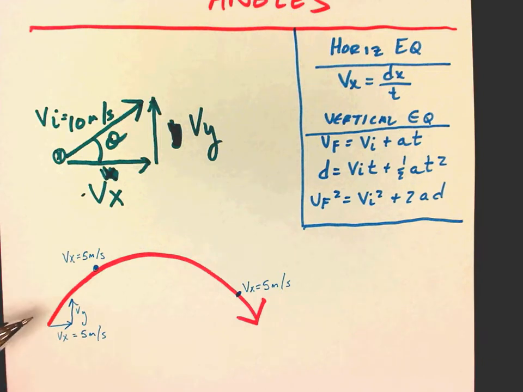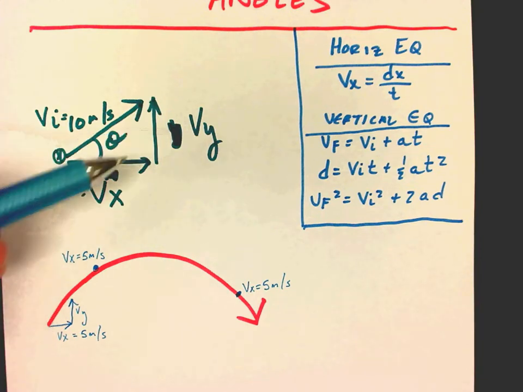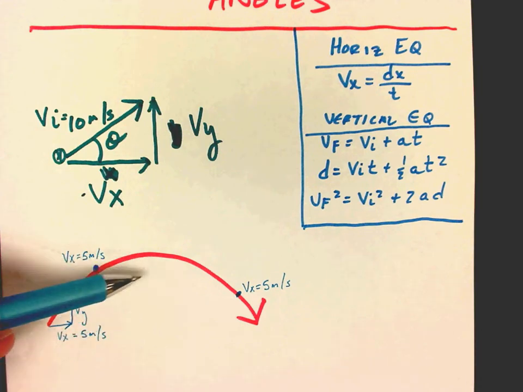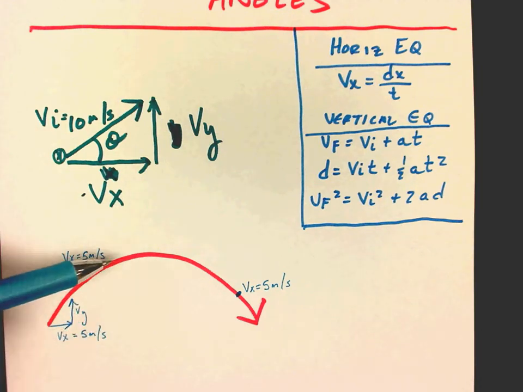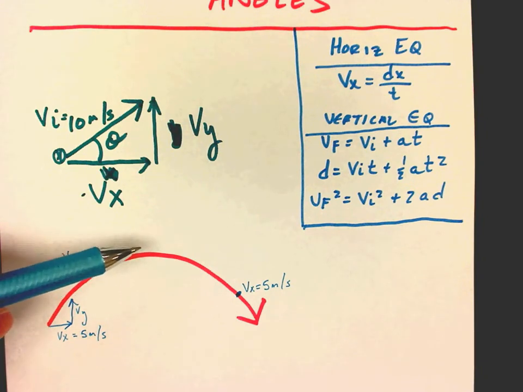Vy is going to be different. You're going to have a velocity here in the y direction to start with, just like we would solve up here with this triangle. And as this thing goes up, as it flies and approaches its highest point, the Vy is going to decrease because gravity is going to be accelerating it downwards, and you're going to see Vy go down.